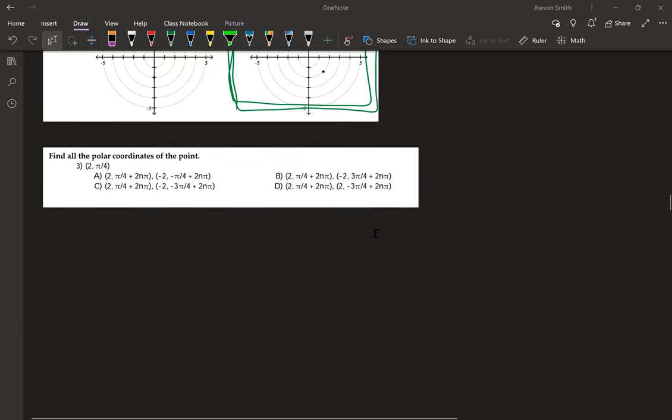All right, and they're off. Find all polar coordinates of the point 2 comma pi over 4. And the game has begun. Someone thinks it's A. One person has already finished.